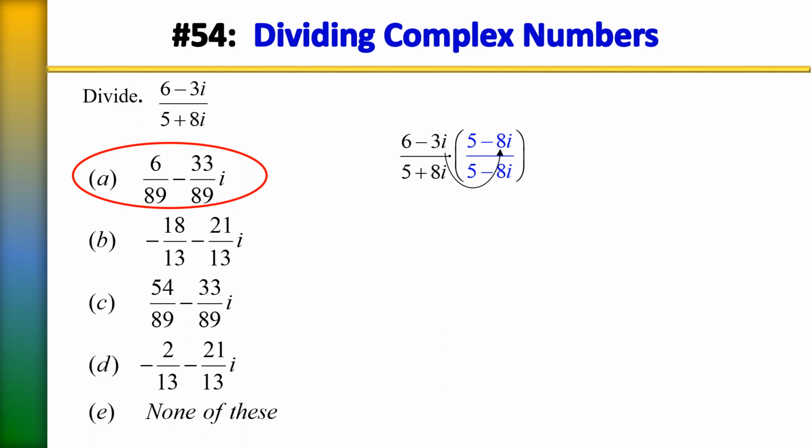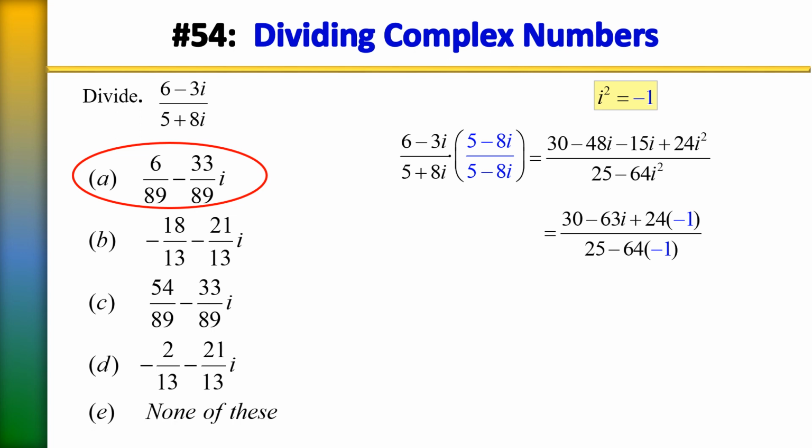Last, plus 24i squared. On the bottom, we have conjugates, so we only need to do the F and the L because remember with conjugates, outer and inner will always cancel. So first gives me 25. Last gives me negative 64i squared. Next, remember by definition, everywhere you see i squared, you're going to replace with -1. We're also going to combine our O and I, outer and inner, because remember, outer and inner are like terms.